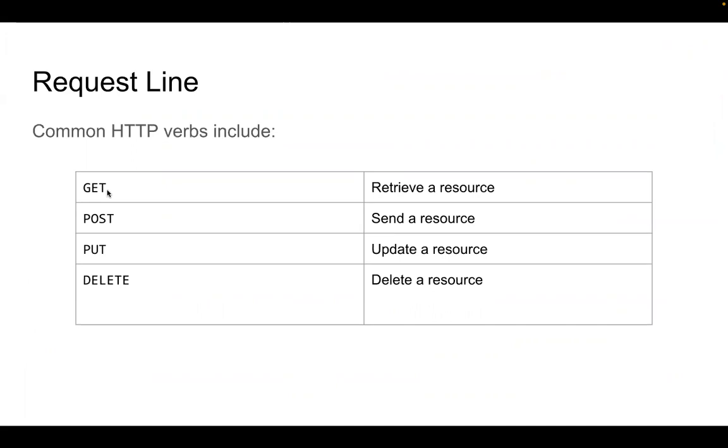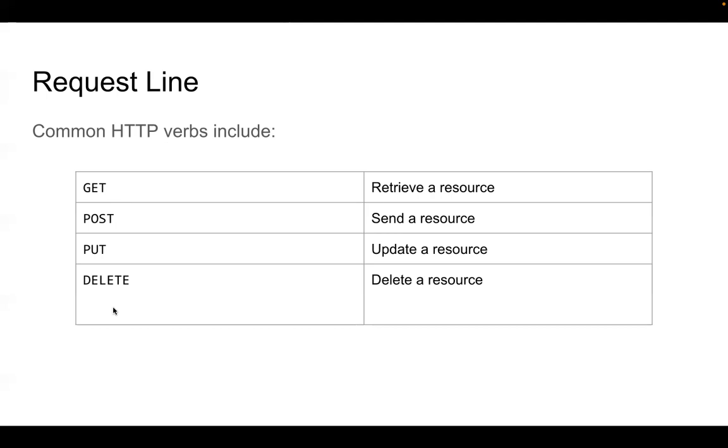Get, you usually send out a request with get to retrieve information. Post is to send information. So if you're, let's say, creating a new user and you want to send over user information, that would be with a post. Put is to update a resource. Some people use post and put for the same thing. And then delete is for deleting a resource.